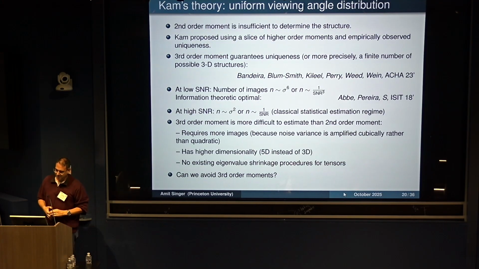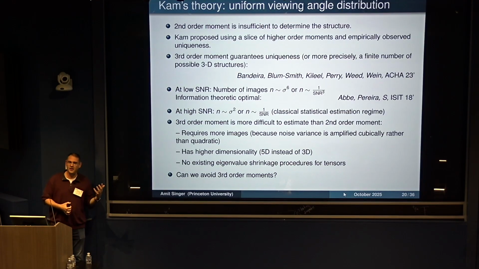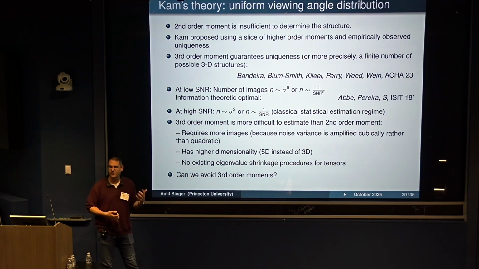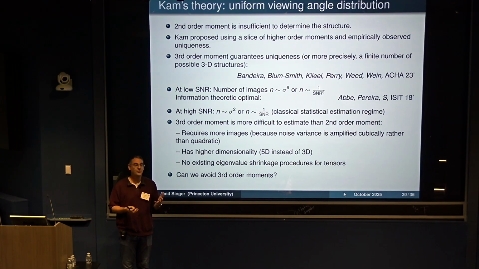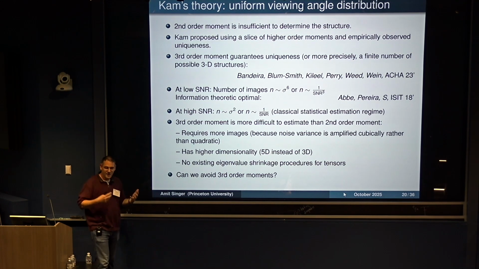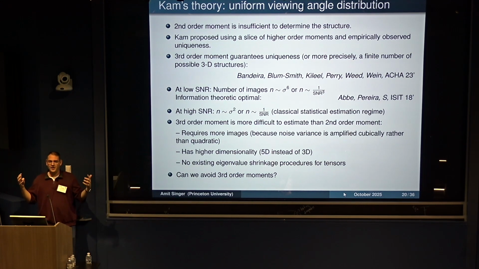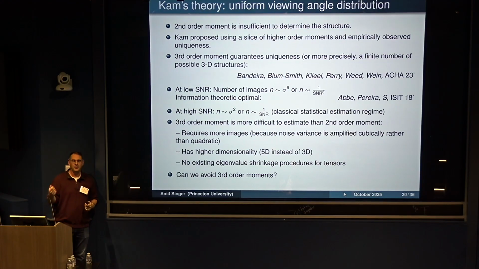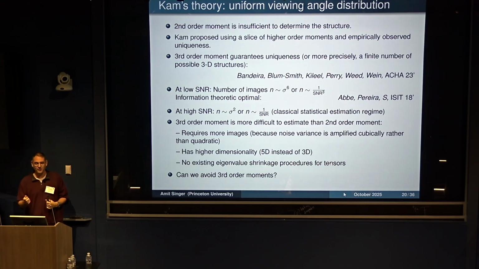So this shows you that in the case of uniform distribution of viewing directions, the second moment is insufficient. Kam already saw that, so maybe we can add higher order moments. But he realized the moments are very high dimensional, so maybe we'll use just a slice of the third moment, a slice of the fourth moment. And numerically, at least, he saw uniqueness at the very, very low resolution that he worked with.